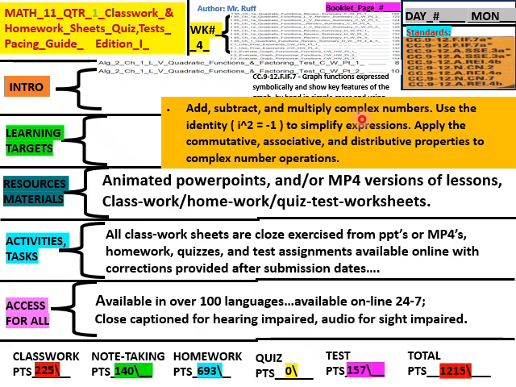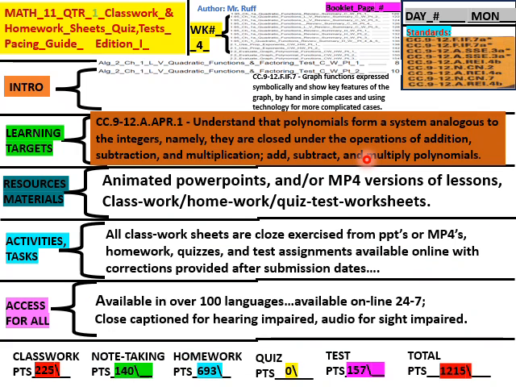Complex numbers. We get into complex numbers in Chapter 2. Use the identity i squared equals -1 to simplify expressions. Apply the commutative, associative, and distributive properties to complex number operations. And more learning targets. APR.1: understand that polynomials form a system analogous to integers, namely they are closed under the operations of addition, subtraction, and multiplication. Add, subtract, and multiply polynomials. So we will get into that in Chapter 2.